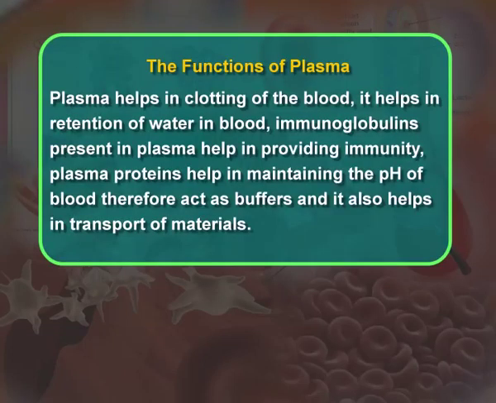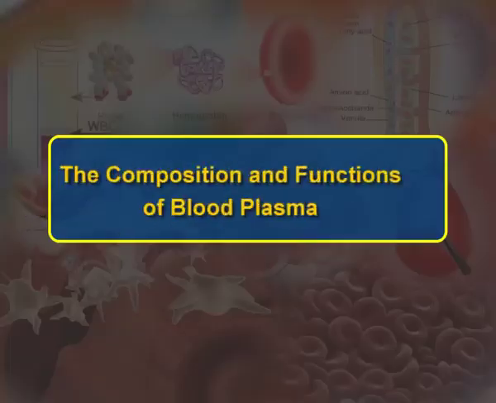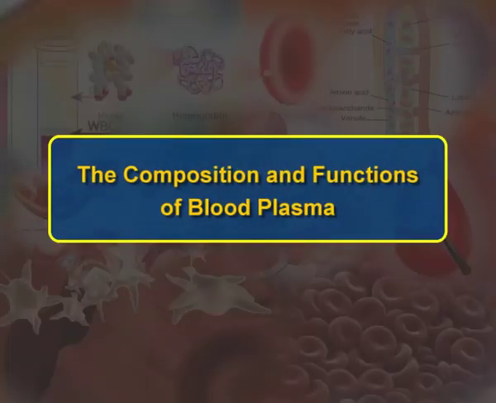Plasma helps in clotting of the blood. It helps in retention of water in blood. Immunoglobulins present in plasma help in providing immunity. Plasma proteins help in maintaining the pH of blood, therefore act as buffers, and it also helps in transport of materials. So, till now we have discussed the composition and function of blood plasma.